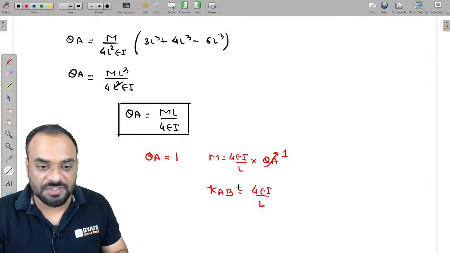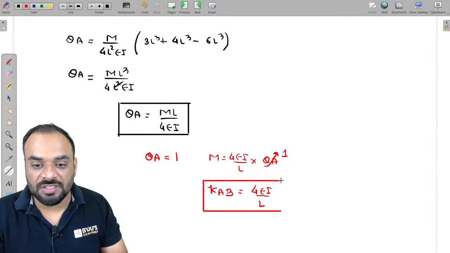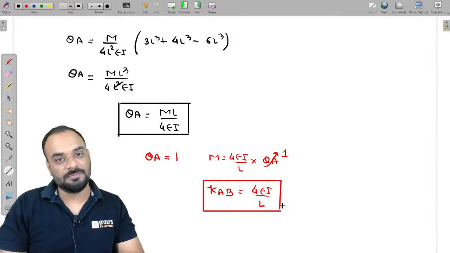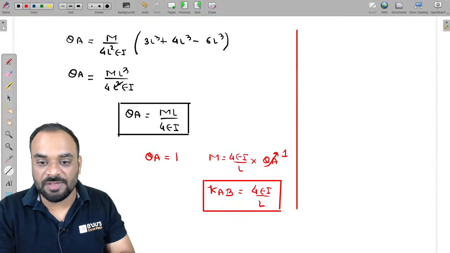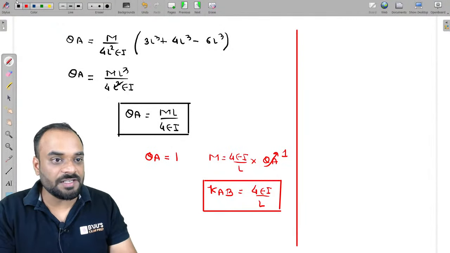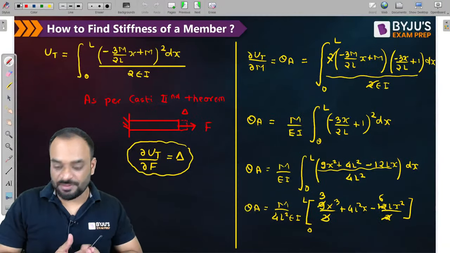And usually you have seen when the far end is fixed, the stiffness of a member is how much? It is 4EI by L. I think it is crystal clear to all of you. Yes or no? Tell me guys. Crystal clear? How to find out the stiffness of a member?